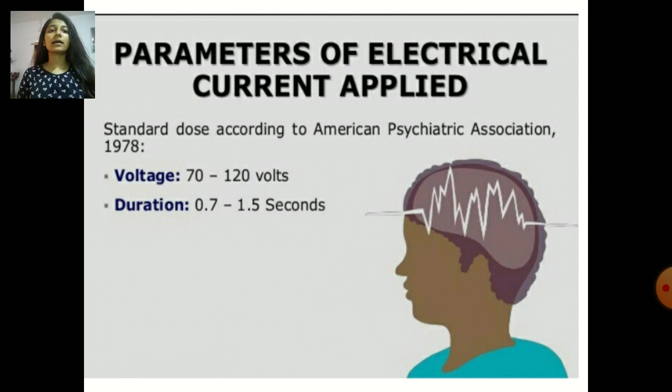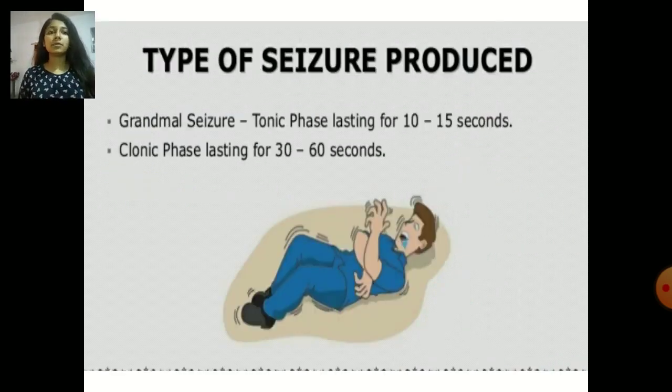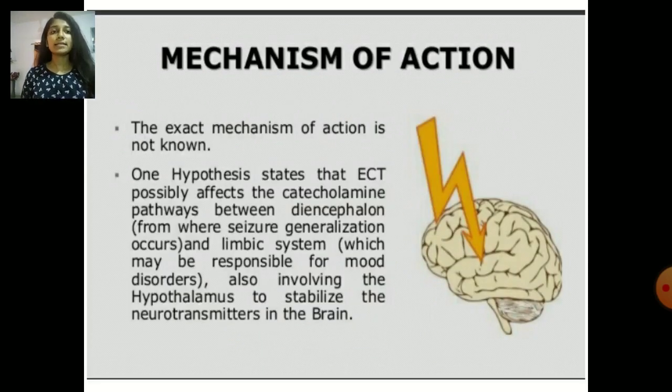Parameters of the electrical current applied. Standard dose according to the American Psychiatric Association 1978: voltage 70 to 120 volts, duration 0.7 to 1.5 seconds. Next, types of seizure produced. Grand mal seizures: tonic phase lasting 10 to 15 seconds and clonic phase lasting 30 to 60 seconds. Next, mechanism of action.